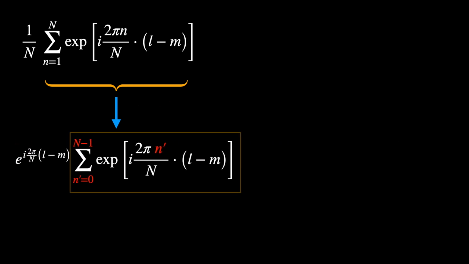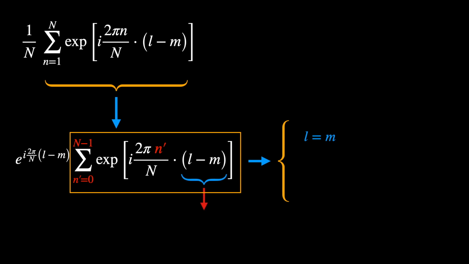Let's look at the expression in the yellow box. When l is equal to m, each term in the sum becomes 1.